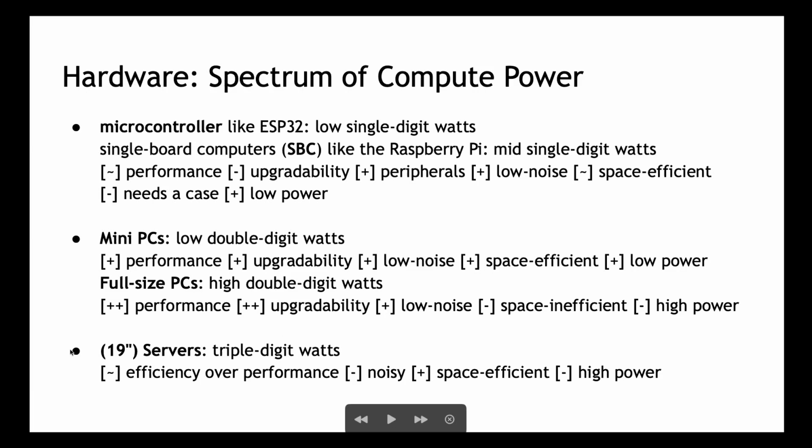Well, I think the performance is not going to be great, but it might be sufficient for what you want to do. The upgradability in general, not great. Peripherals, easy to add, because that's the thing that microcontrollers and SBCs are built for. Low noise, often a given, but not always. Like the Pi 5 now has a loud fan. Space efficient, usually, but they often need a case, and then that gets bigger, and then you have cables, so it uses a lot of space, actually. Low power, yeah, definitely, right?